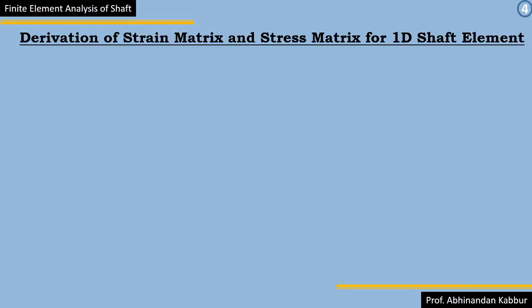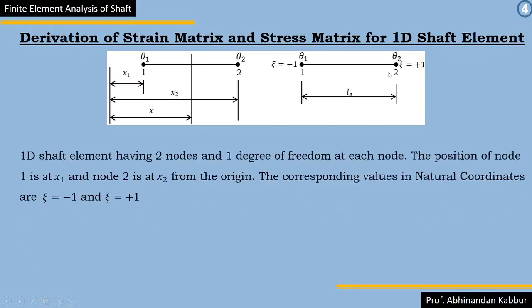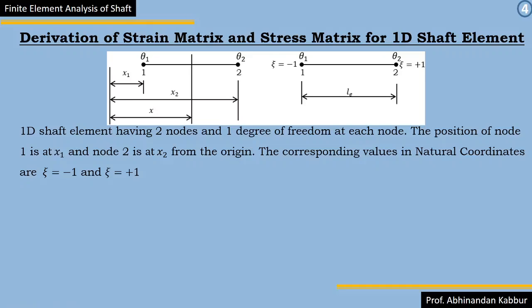Now let us move towards the derivation of the strain matrix and stress matrix for the 1D shaft element. Let us consider a shaft element in both local and global coordinates. If I mention the values of node numbers 1 and 2 from some reference, it becomes global coordinates. If I give the values of zeta at node numbers 1 and 2, it becomes local coordinates. X1 is the distance of node number 1 from the reference, and x2 is the distance of node number 2 from the reference. Similarly, the value of zeta at node number 1 is -1, and at node number 2 is +1. At each node we consider 1 degree of freedom, which is the angular displacement.